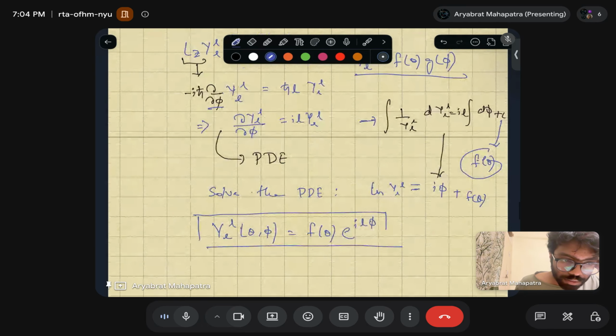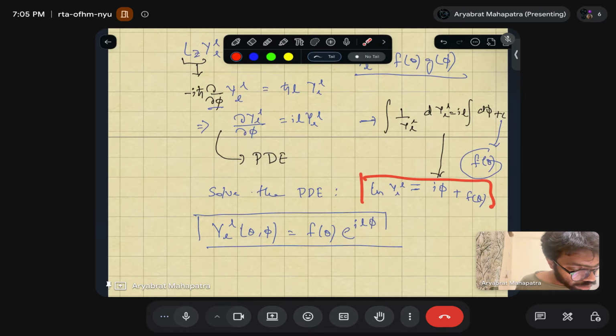Yeah, so integration of 1 by YLL. So what happened? Sir, you have solved it, made an arrow, and then in the blue color you have written ln YLL equals I phi plus f of theta. This one, right?